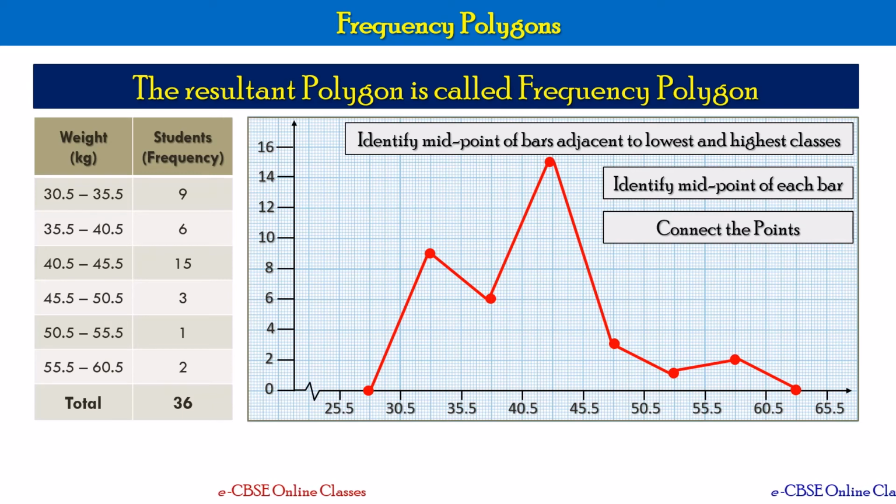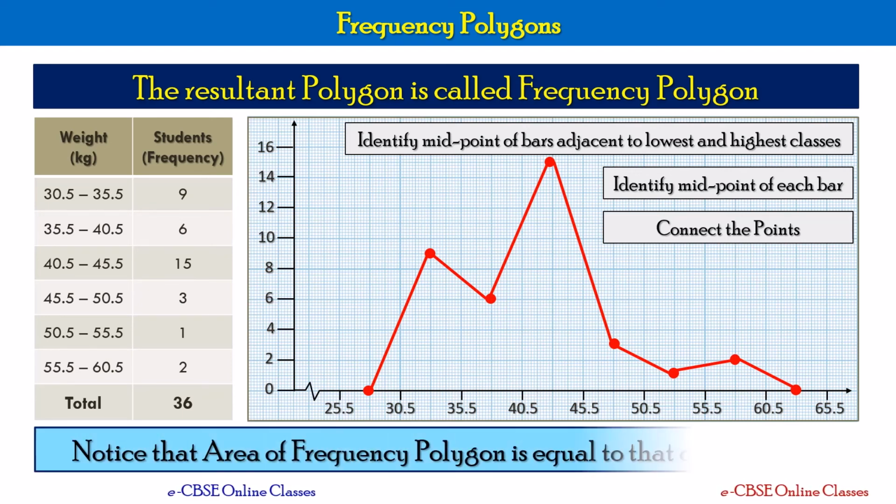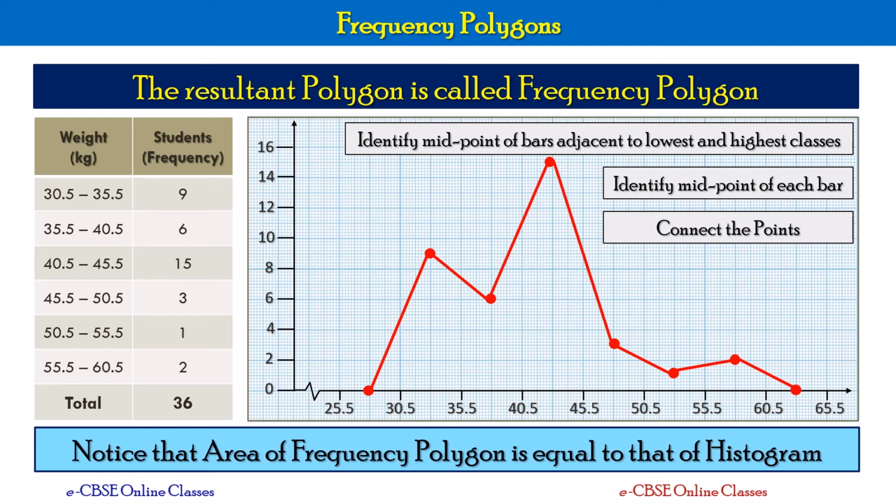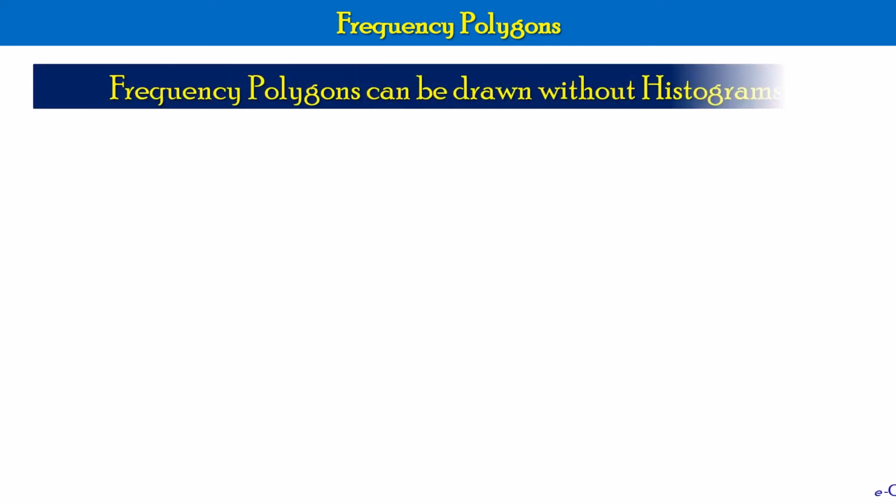Please remember this. And you should also remember the fact that the area under this polygon is exactly equal to the area of the histogram we constructed earlier, which is also equal to the total value. Okay. Now you may ask the question, do I have to really use a histogram to construct frequency polygons? The answer is no. Frequency polygons can also be drawn without the help of histograms. Let us quickly see how we can do that.